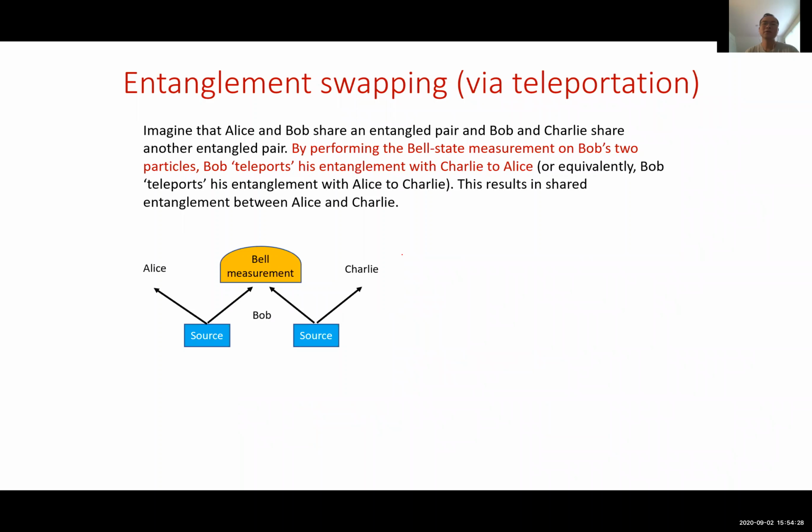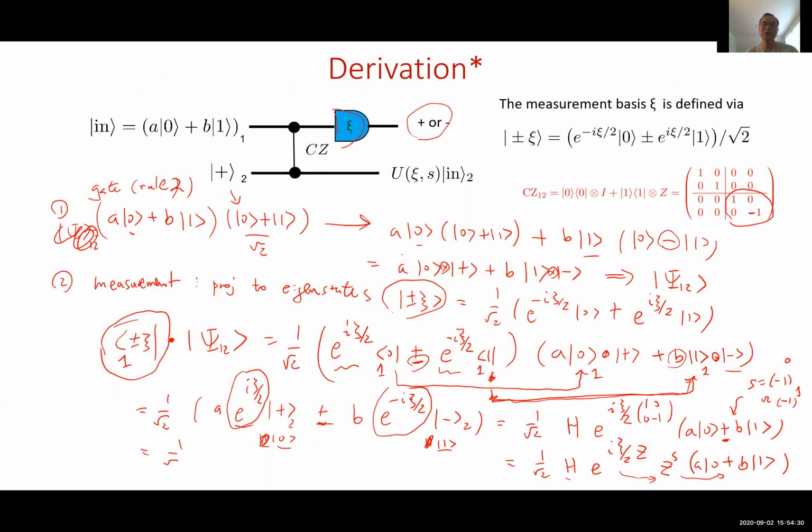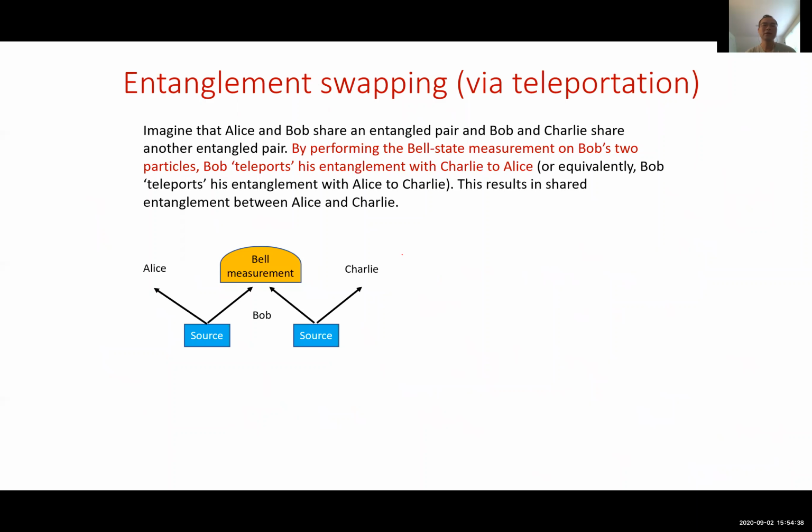This is an advanced topic, so you can ignore it the first time you see it. But a related one to teleportation is the so-called entanglement swapping. This is easy to just draw by a diagram. If you have an entangled state as indicated here, a source to Charlie and Bob, and Bob maybe has another one, so maybe B1, B2, entangled with Alice, right?